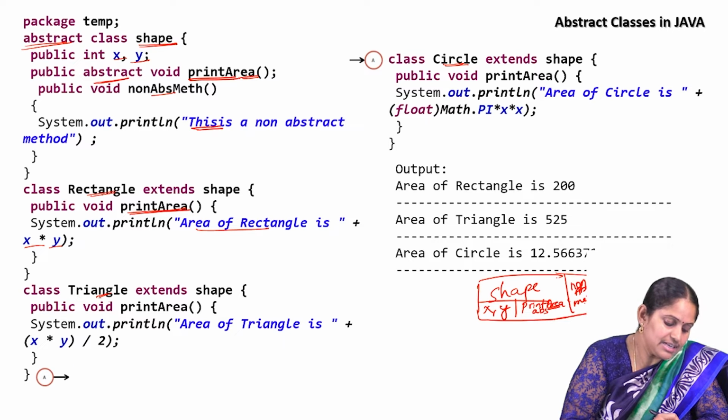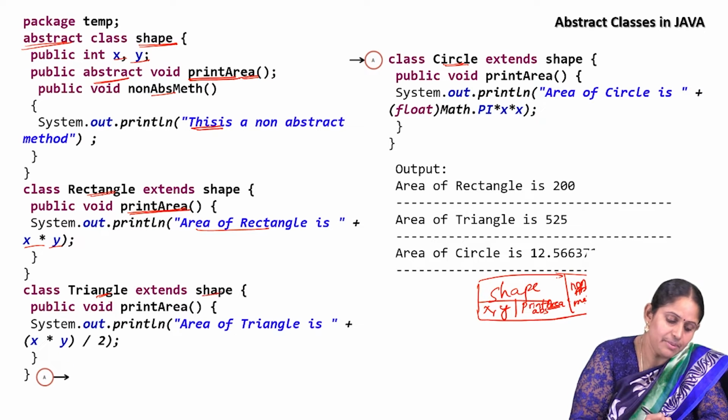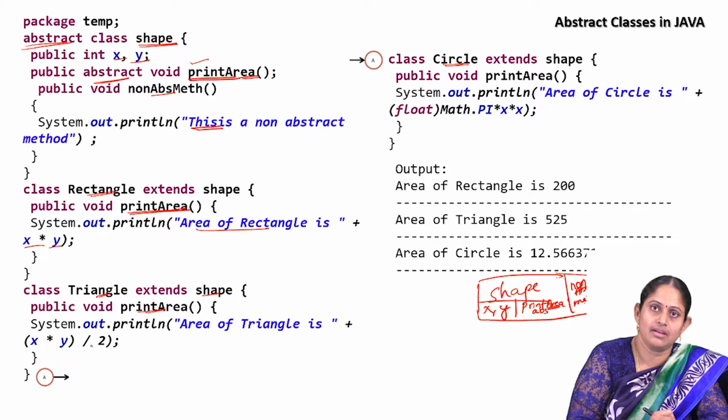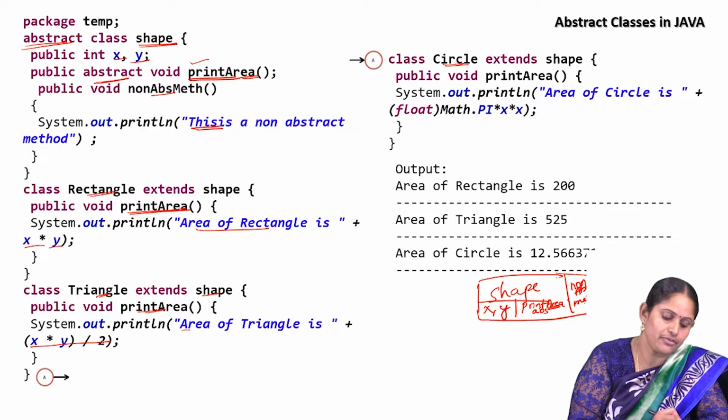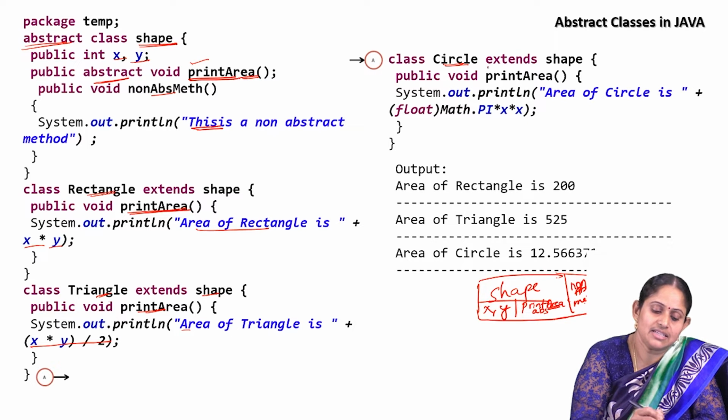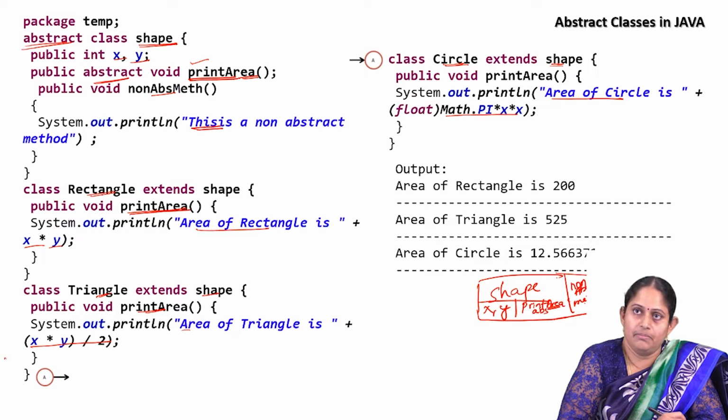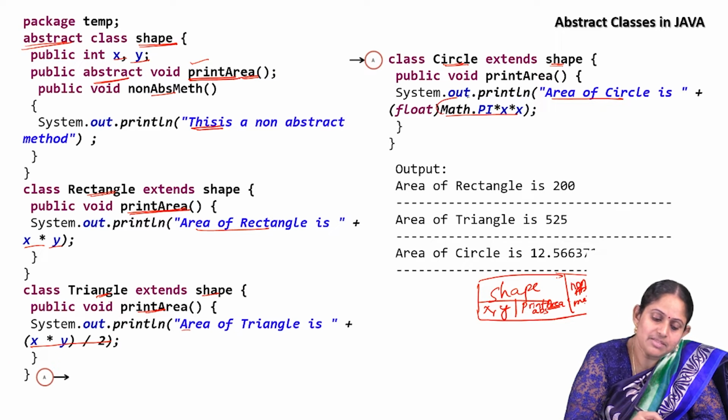Inside the triangle class, again, since triangle is extending shape, the abstract method defined inside the shape class has to be provided some implementation. So it is applying the formula half BH for finding the area of the triangle. And inside circle, again, it is extending shape, so print area has to be implemented inside circle also. It displays the statement area of the circle is pi r square.